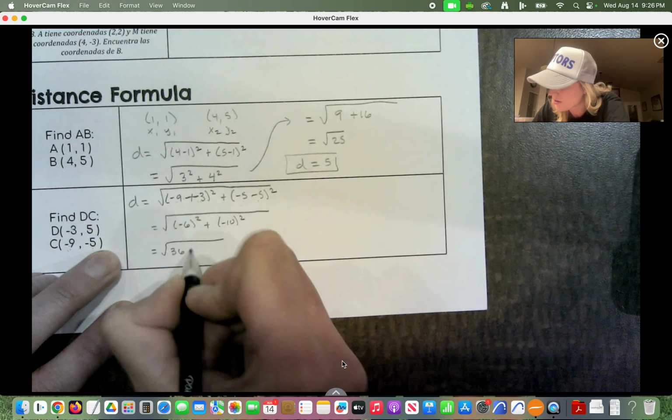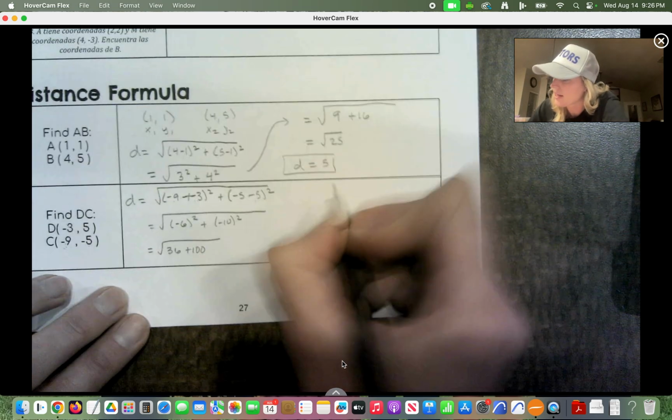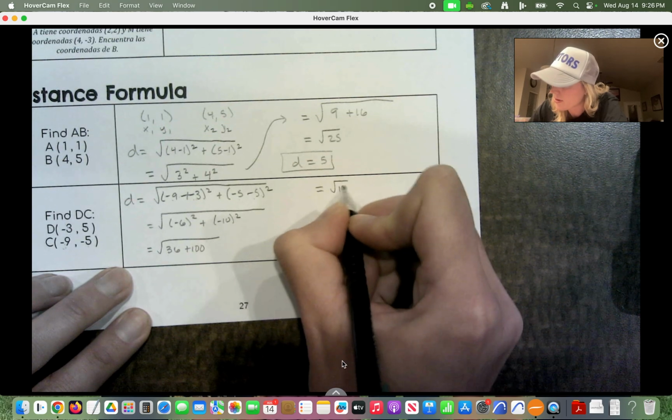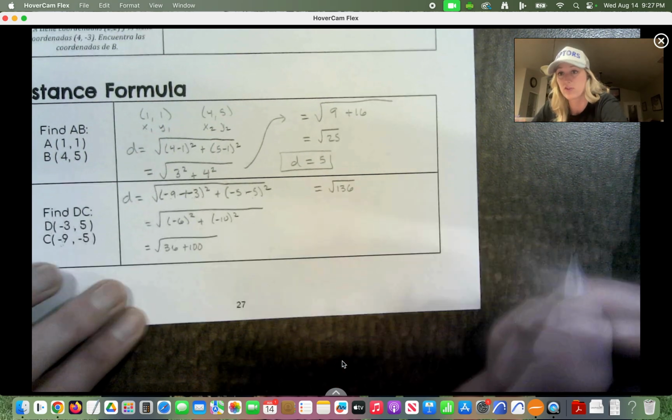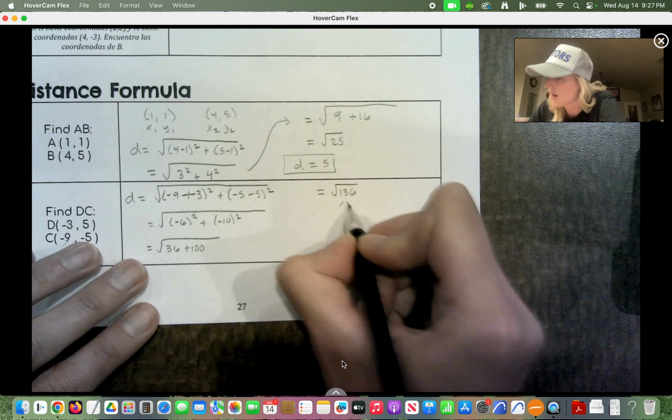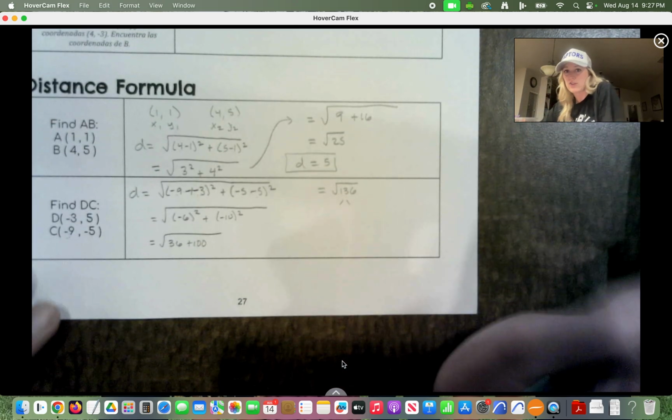And negative 10 squared is 100. Okay, so I get 136 when I add those together. Now, this is not a perfect square, so I'm going to simplify using my perfect factors method.